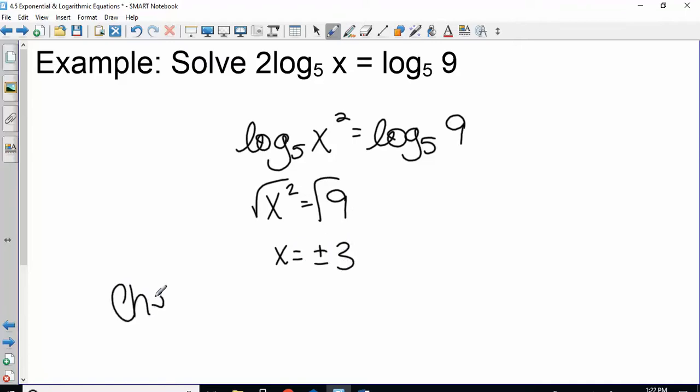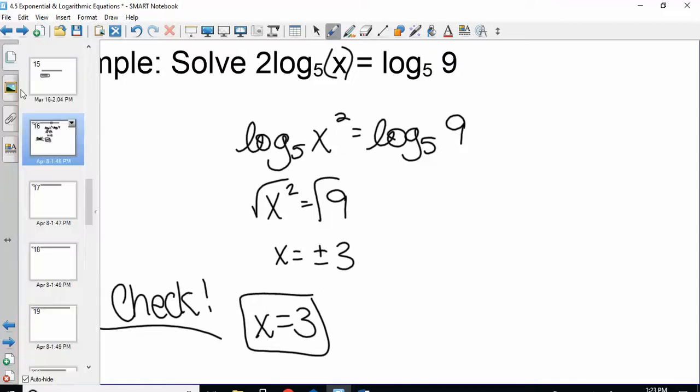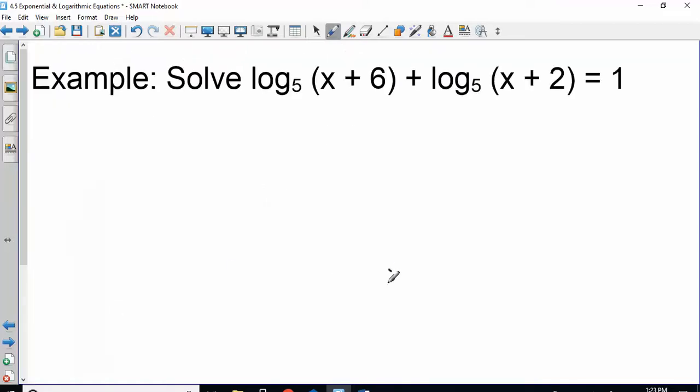But one thing we need to do on these that we have not had to do on all of our problems, we have to check. I've told you that with a log, the base and the argument both have to be positive. So my base is positive 5, my argument here is x. So can x equal negative 3? No. So positive 3 is my only answer. Is that one okay? Let's do this one.